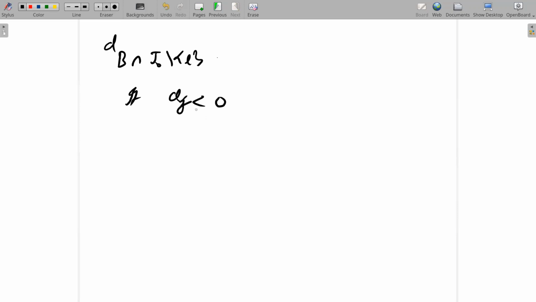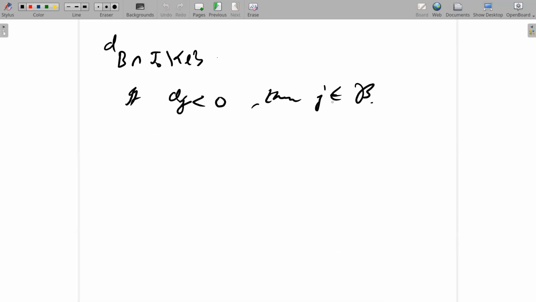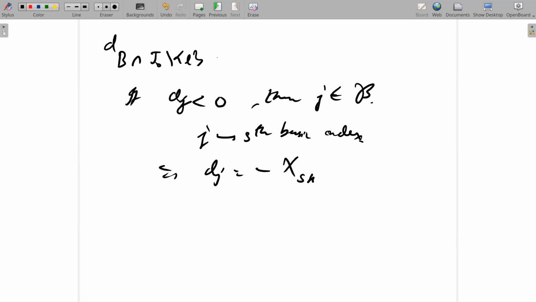Okay. So if dj is less than 0, then j is in B, right? Because if you look at this D, so you have 0, 1. If it is strict, here 0 and 1, like this is 0 vec. These are all like non-negative numbers. So if it is strictly negative, then you have to belong to one of these basic indices. So then j belongs to B. So let's say j is some basic index. So this will imply dj is nothing but minus xsk, which is strictly less than 0, which implies xsk.